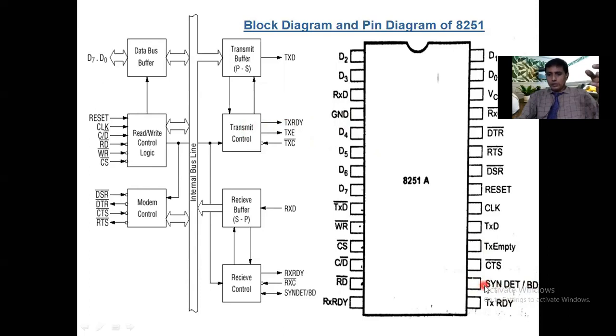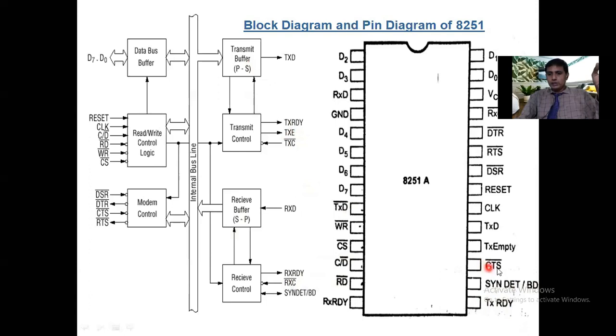This pin is mainly used to check whether the operation is in synchronous mode or asynchronous mode. Whenever RxC bar and TxC bar are both connected to the same timer or clock, then we can say that the 8251 is operating in synchronous mode. In that case, the baud rate is the same for both the transmit operation and the receive operation. Whenever it is operating in asynchronous mode, TxC bar and RxC bar are connected to different timers or clocks, and then the baud rate of transmission and the baud rate of receiving are different. Like that we can analyze the synchronous detector.